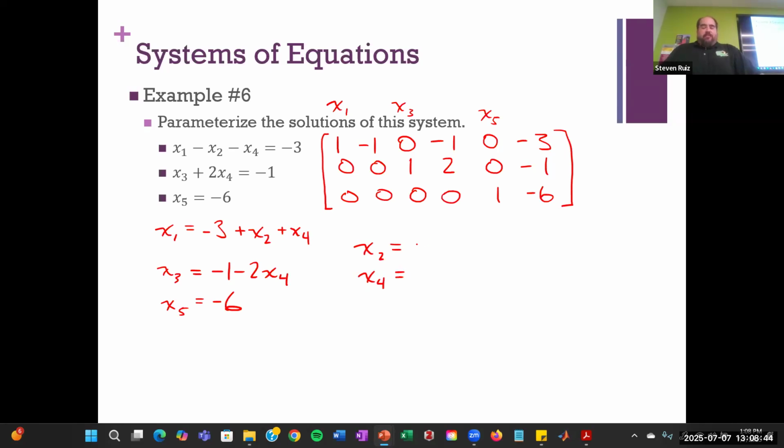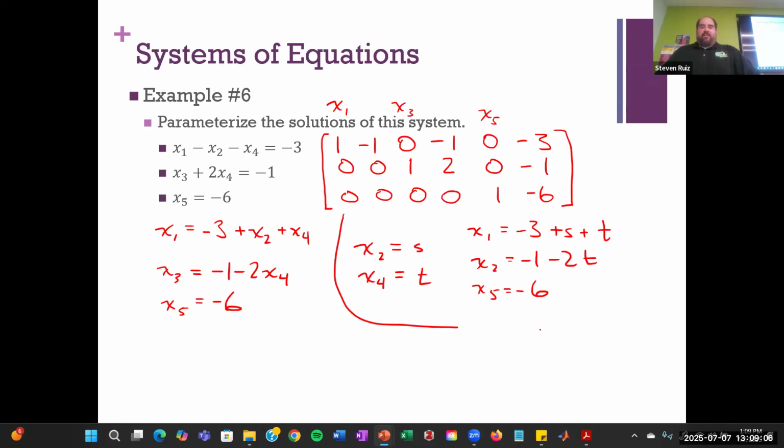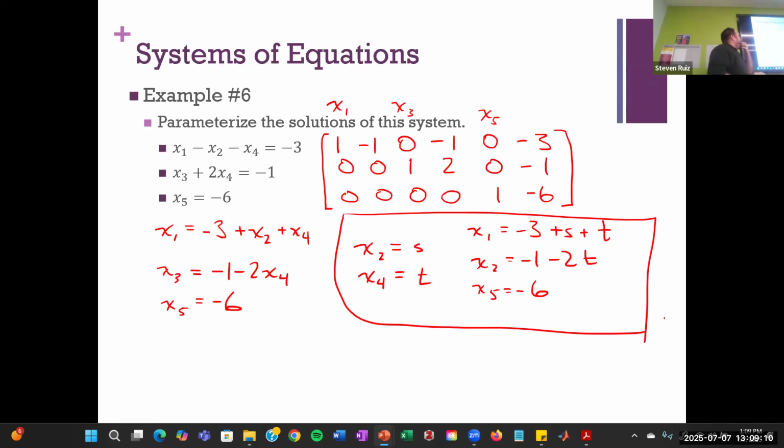So x2 equals s, x4 equals t. And then I'll say this, x1 equals -3 plus s plus t. x2 equals -1 minus 2t. x5 equals -6. So I think I have to package all this to talk about what my solutions are.